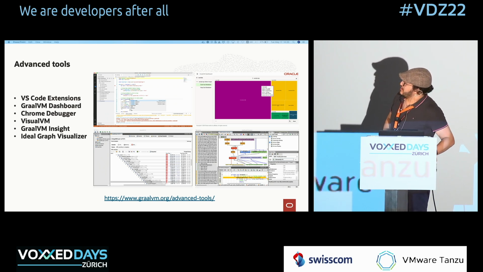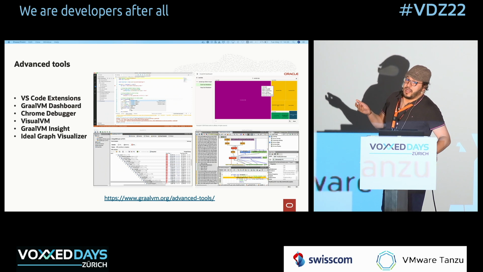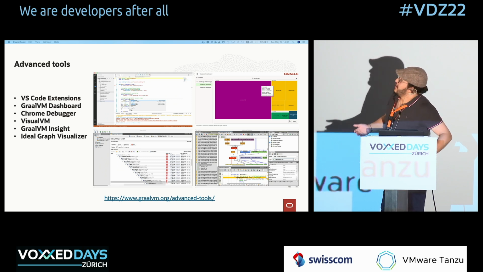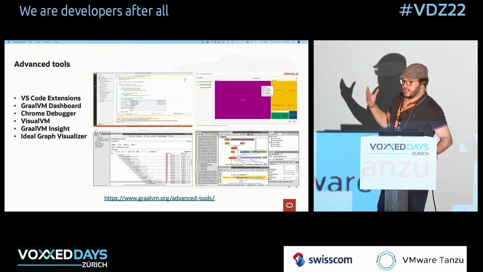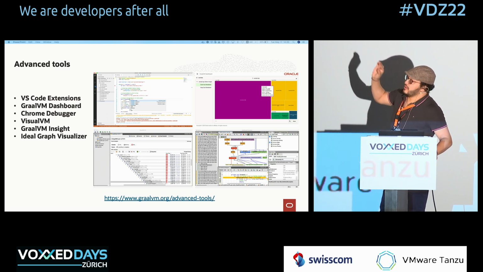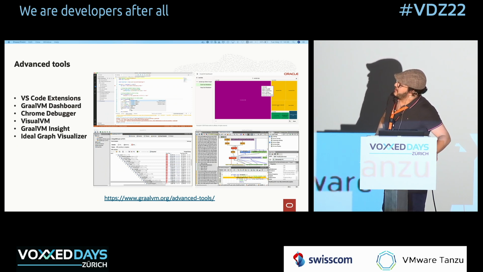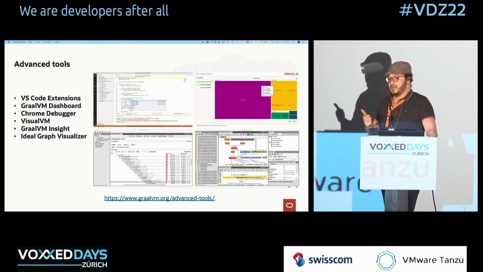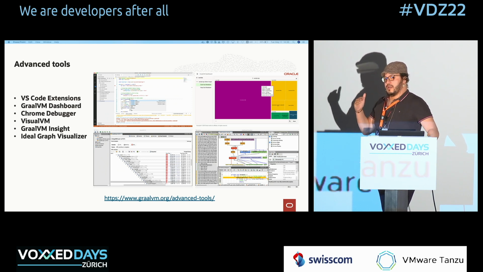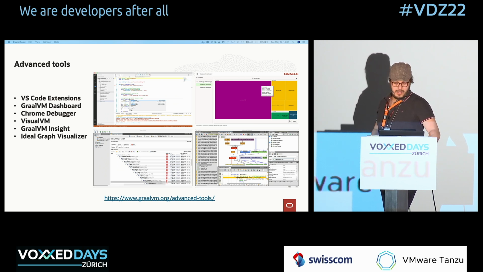You can do the same on the Chrome debugger, basically debugging Python or R in the browser. And you can use the dashboard, as I said before. You have some CLI output that gives you a small insight, but if you want the full details, you can use the UI for that. VisualVM, which is basically the Java tool that people use to read JFRs and so on, now has the ability to also debug and profile polyglot languages.